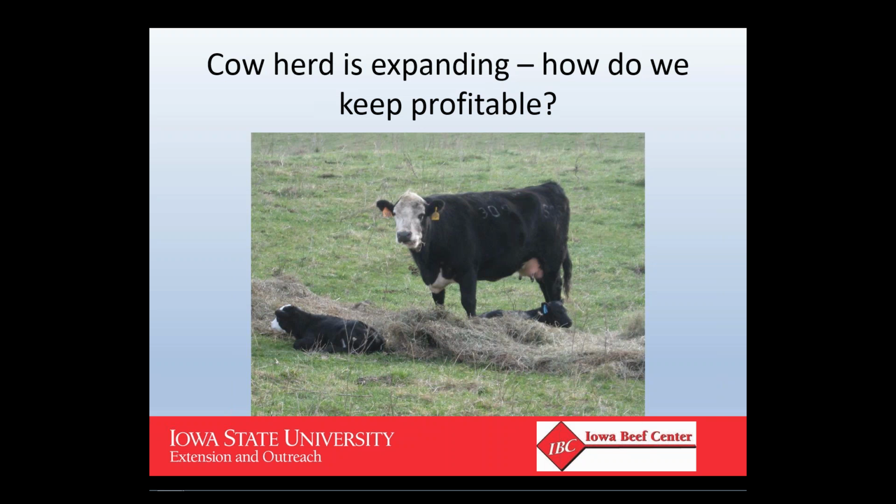So, like Duane just mentioned, the cow herd is expanding. We know that profitability is going to be tighter, but how do we keep profitable? I think we all agree that it's a combination of a lot of different factors, but using forage better is one part of that. And also more productivity, at least the right kind of productivity for your farm. It might not be more pounds. It might be the right mix of what's the right per acre or per unit thing that's more effective for your farm.